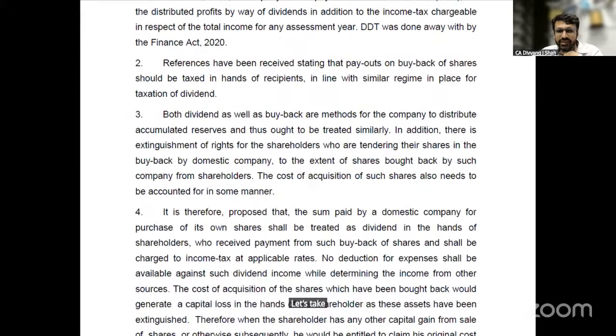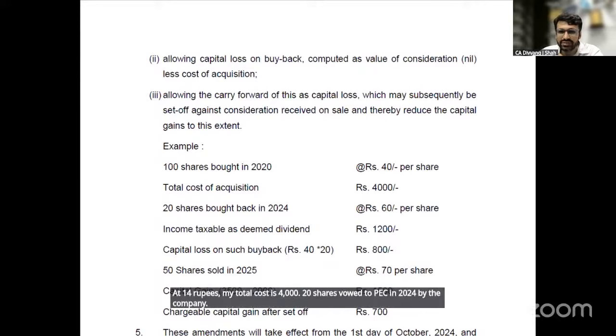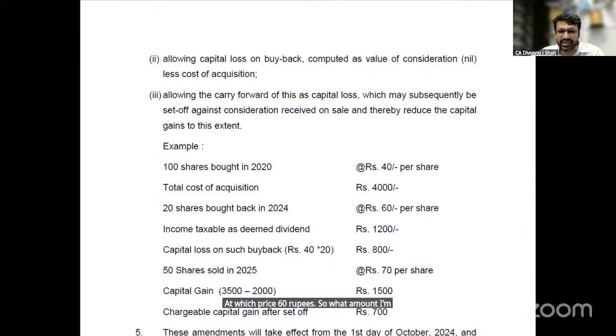Let's take an example given in the memorandum. That's quite easy. 100 shares bought in 2020 by me at 40 rupees. My total cost is 4,000. 20 shares bought back in 2024 by the company at a price of 60 rupees. So what amount am I going to get? 60 into 20, that is 1,200. This amendment says that 1,200 will be your dividend income. And what is your cost of the shares for 20? My cost is 40 per share, so it is 800. That will be allowed as a capital loss.